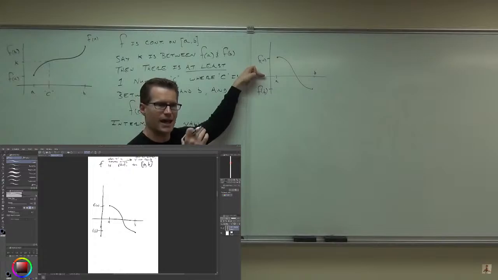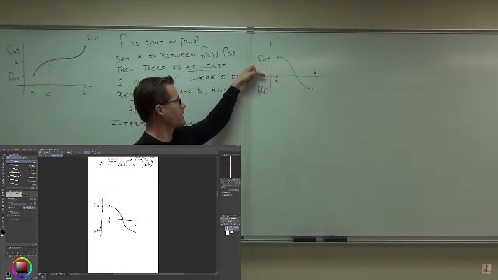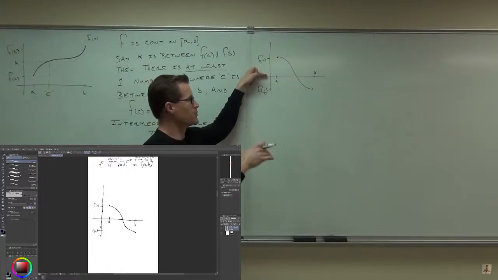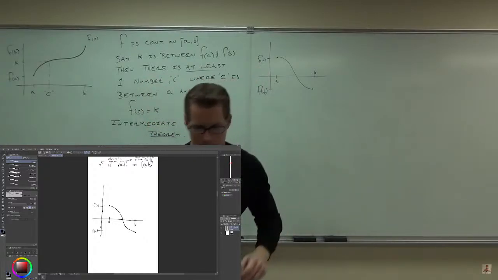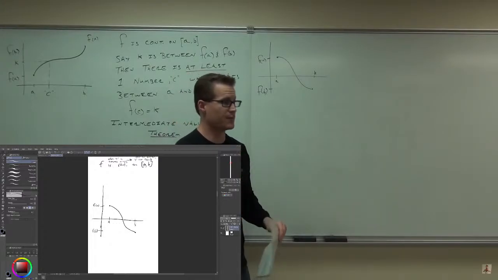Sure. So I can say with certainty, according to the intermediate value theorem, that there is going to be an input such that f of that input will give me an output of 0. Let me write some of that out for you so that you have that. It says that if your signs are different, f of a and f of b have different signs.